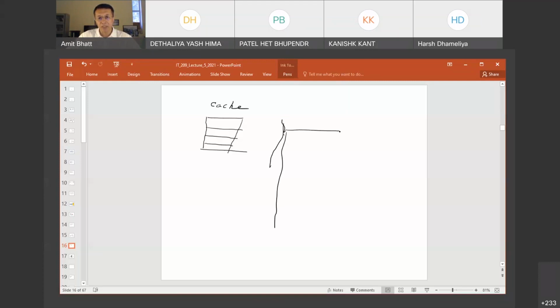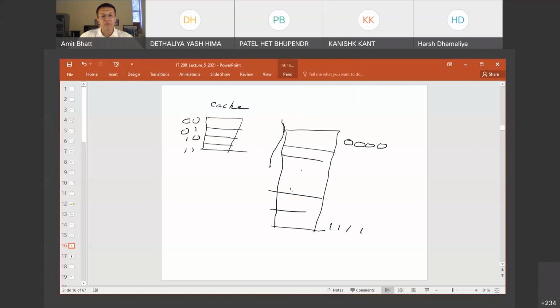My drawing is not good, but please forgive me for that. So there are 16 slots. I'm not drawing all the slots, but just assume it is 16. You're starting from 0000 to 1111, right? 16 slots. And this is starting from 0000, 0001, 0010, and 0011.